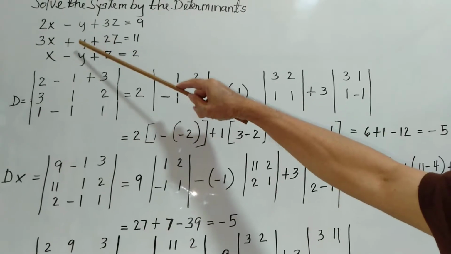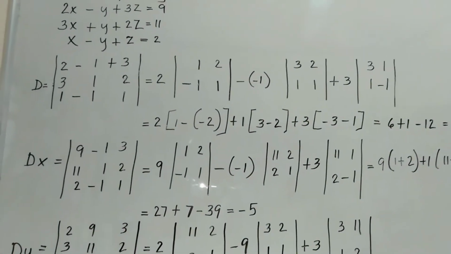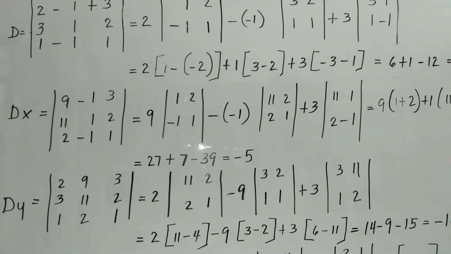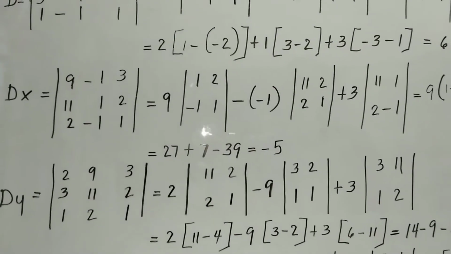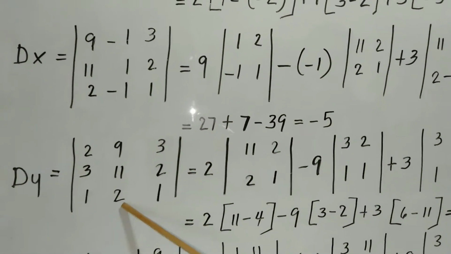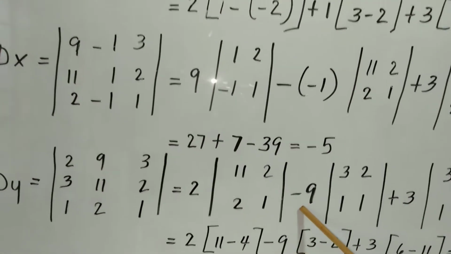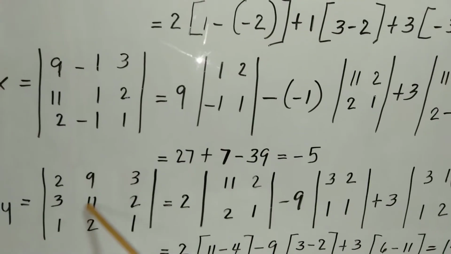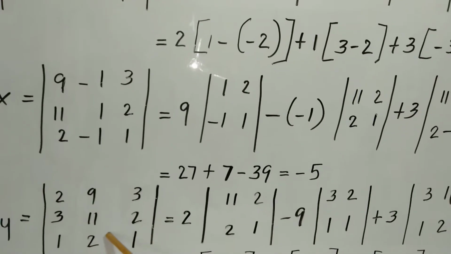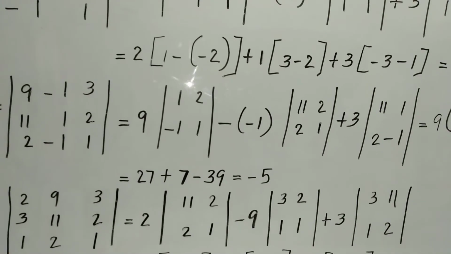Instead of writing negative 1, 1, and negative 1, we write the constants 9 and 11, 2. Then we just copy it again, 3, 2, 1. Then we expand. Now we get 2 times 11 and 2, and 2 and 1, minus 9 times 3 and 2 and 1 and 1, plus 3, 3, 11, and 1 and 2. We continue after expanding here.